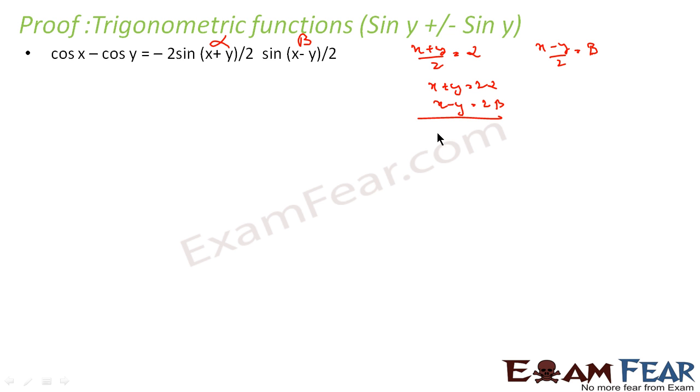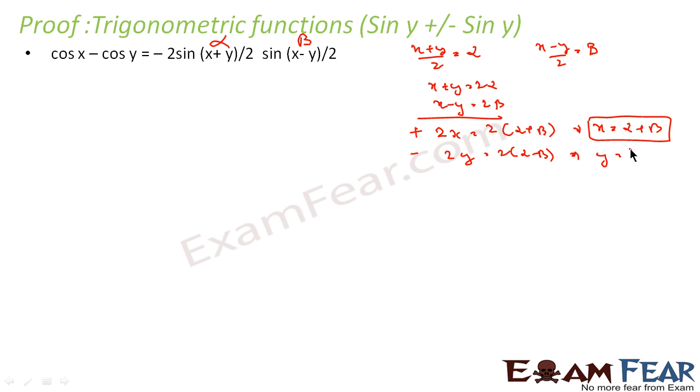You add this, you get 2x is equal to 2 of (alpha plus beta), or x is equal to alpha plus beta, the first equation. Now you subtract, so you get 2y is equal to 2 of (alpha minus beta), or y is equal to alpha minus beta, the second equation. Now we have the LHS, which is equal to cos x minus cos y.